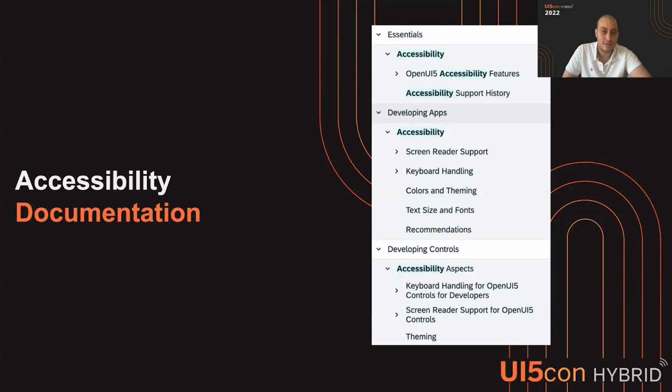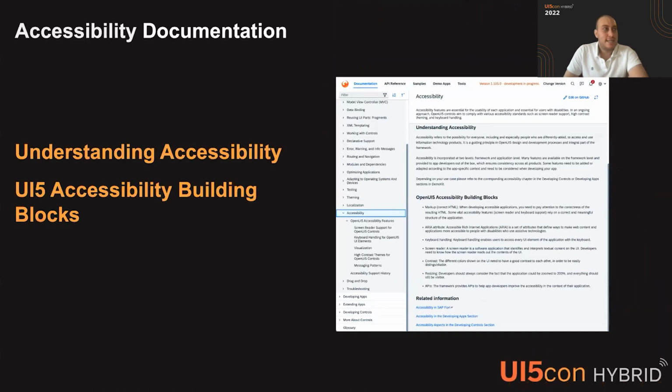The content is semantically grouped into 3 sections, being the essentials, and of course the developing applications. And if you're developing controls, there is also a section for that. So let's take a closer look into the essentials section. We now provide here a general explanation of what accessibility is, along with some key and helpful links to ARIA resources.